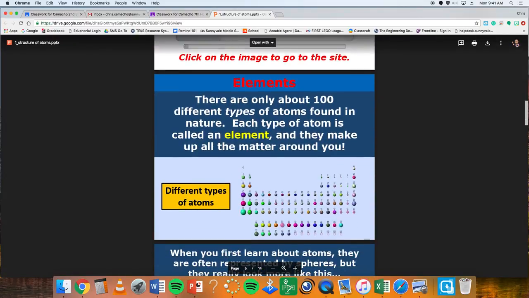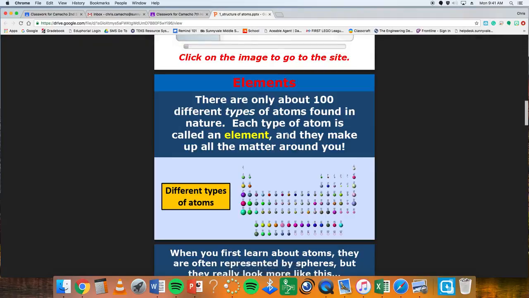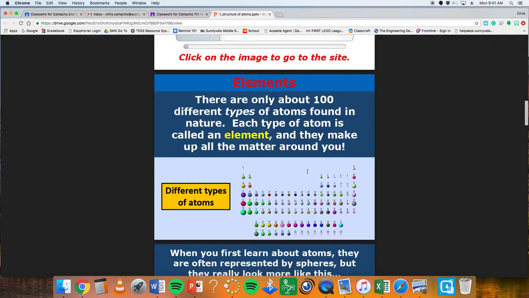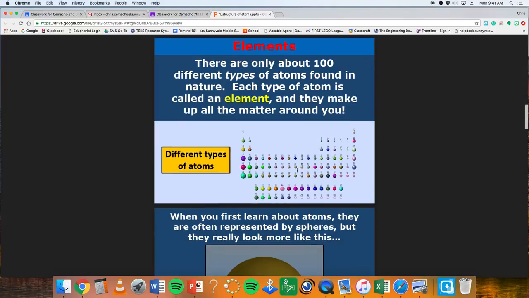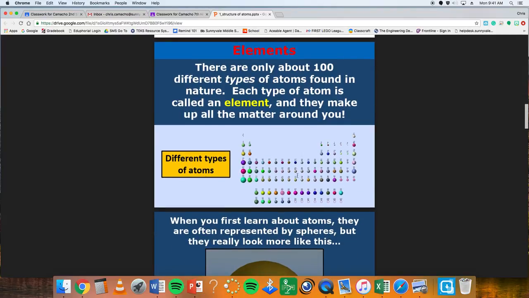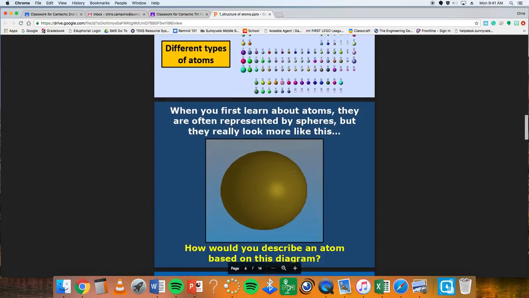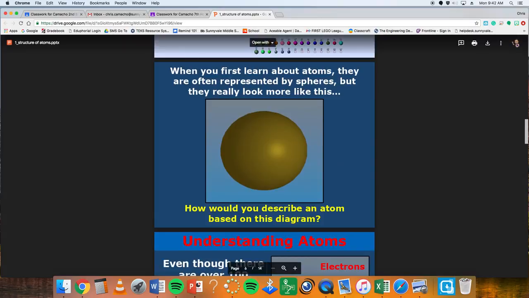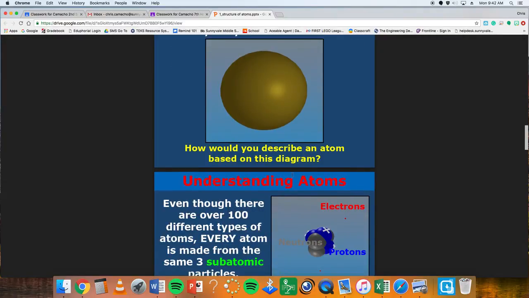Elements. There's only about 100 different types of atoms found in nature. Each type of atom is called an element. They make up all the matter around you. Check out the periodic table. You're going to have resources. You're going to have a periodic table that you will be using a lot for the next few weeks. So make sure you know how to look at your periodic table. We will learn more about that later. When you first learn about atoms, they are most often represented by spheres, and they really look a lot like a sphere, as you can see in the diagram here.